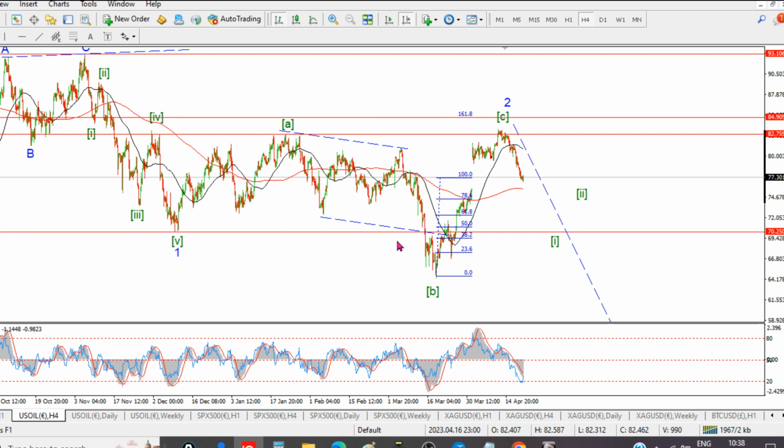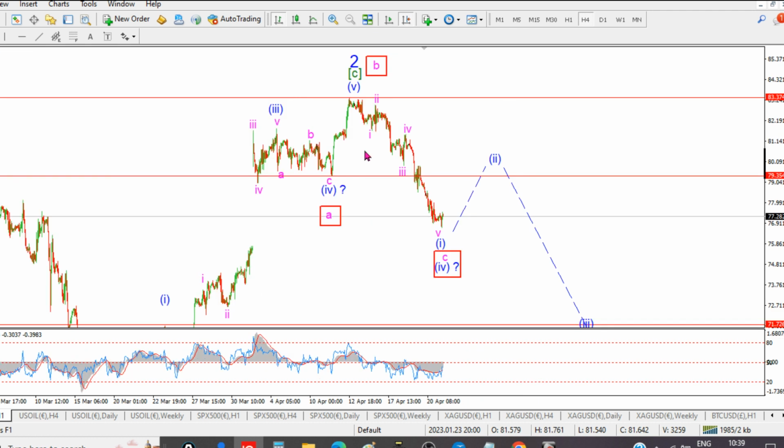We've got 3 waves up in A, 3 waves down in B, 1, 2, 3, 4, 5 up in wave C. Wave C just about pipped above the wave A high by about $1. Was it even $1? 50 or 60 cents above the wave A high, and then we have rejected pretty conclusively over the last couple of days.